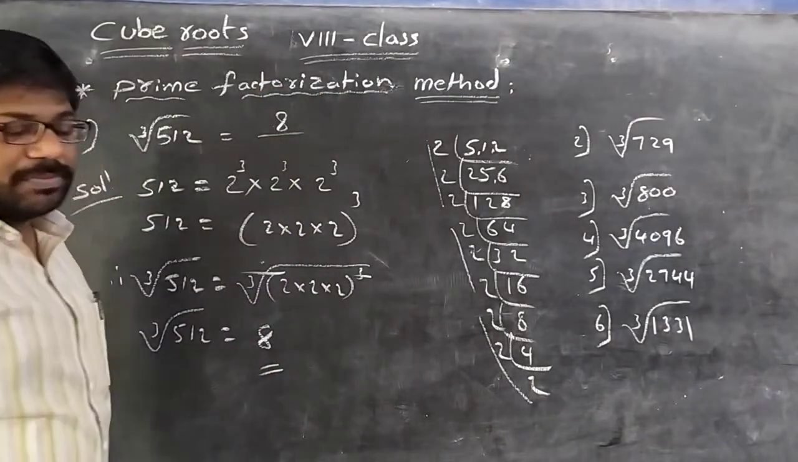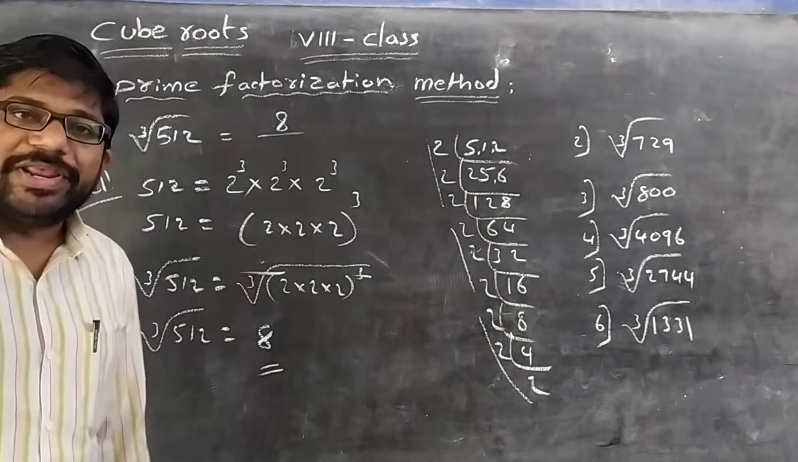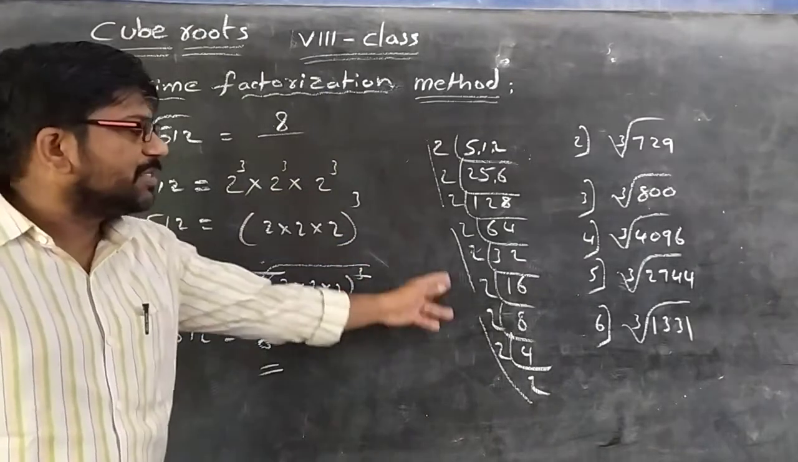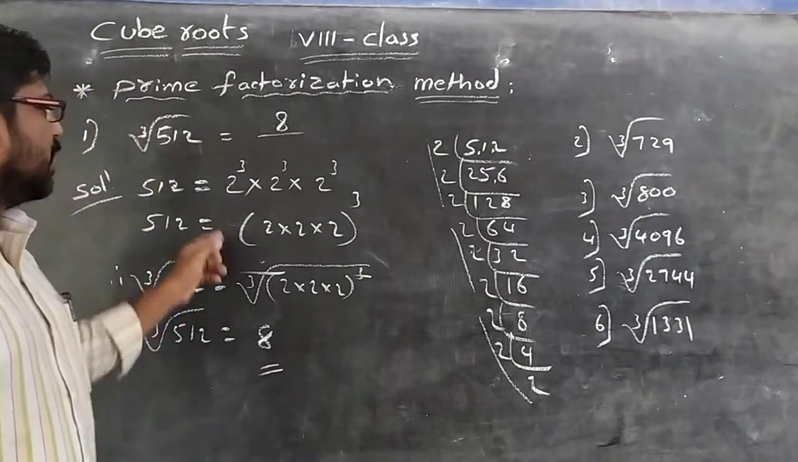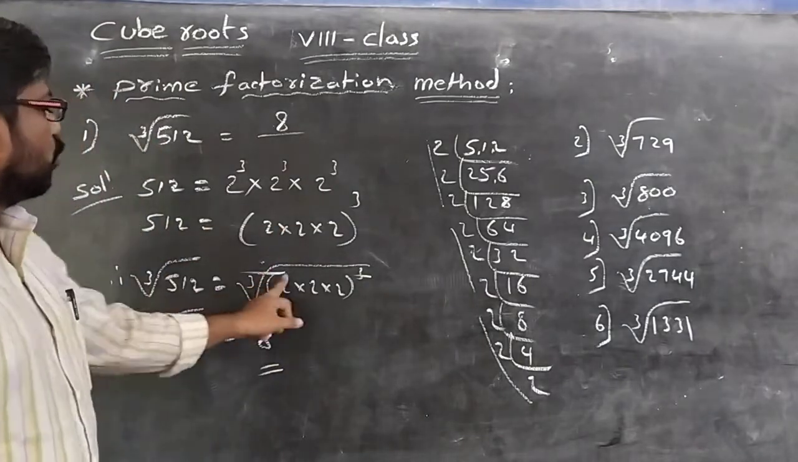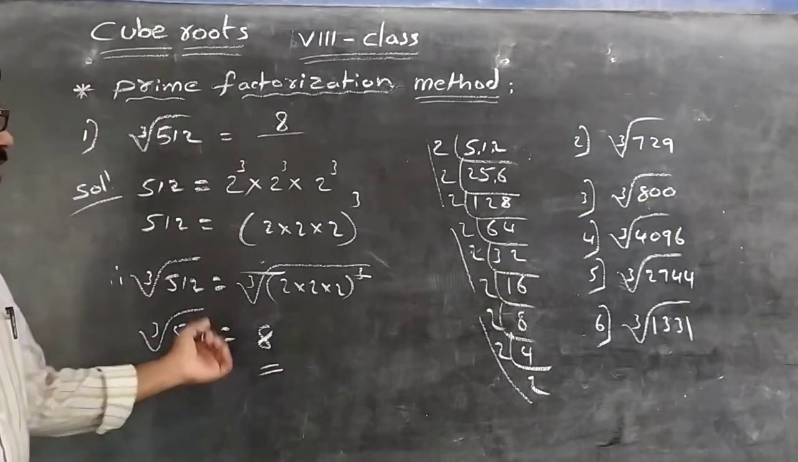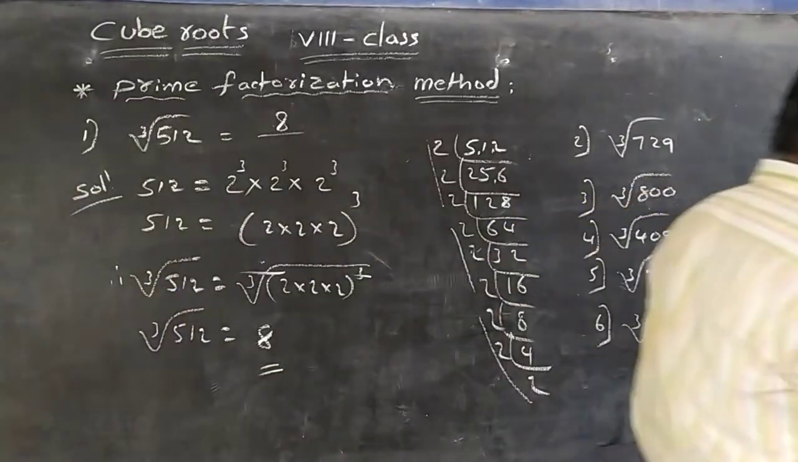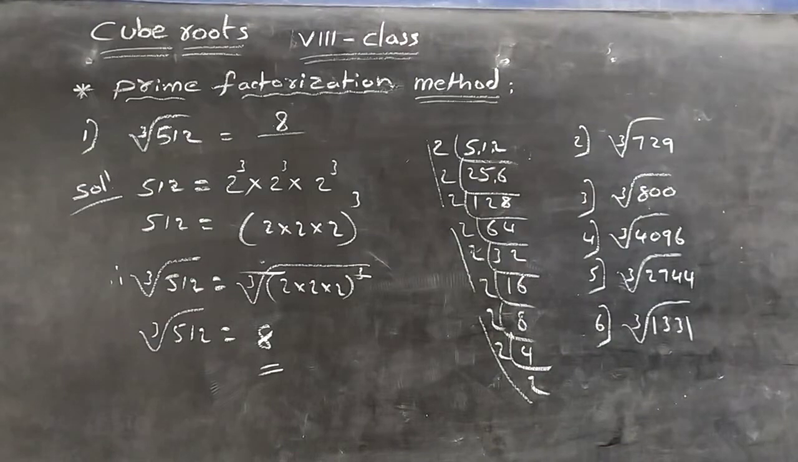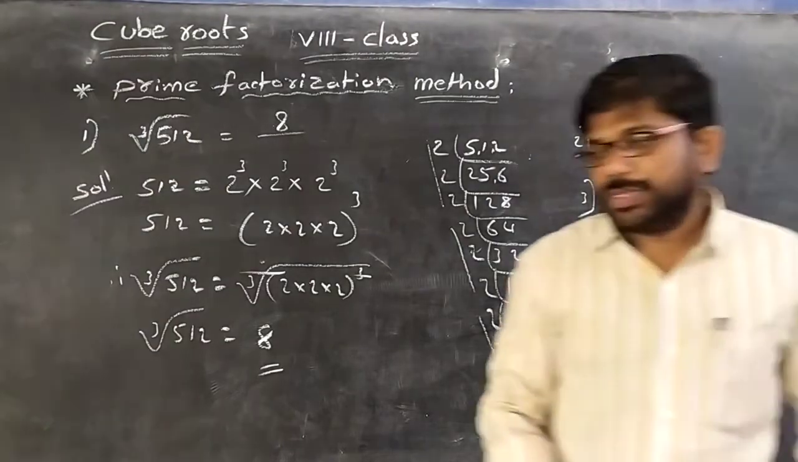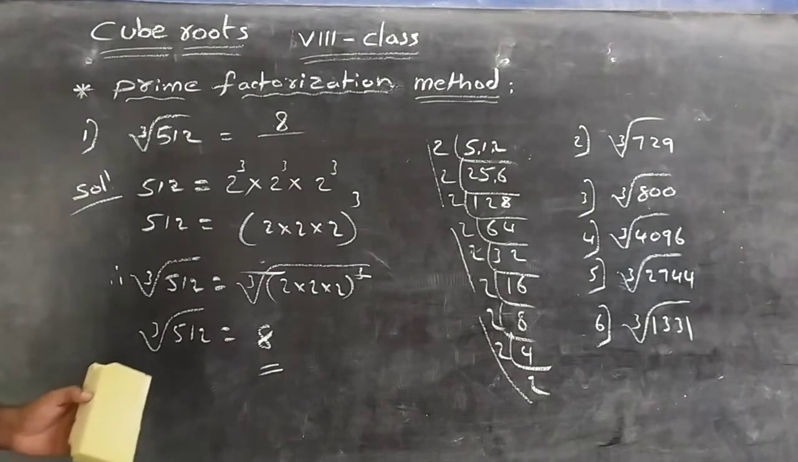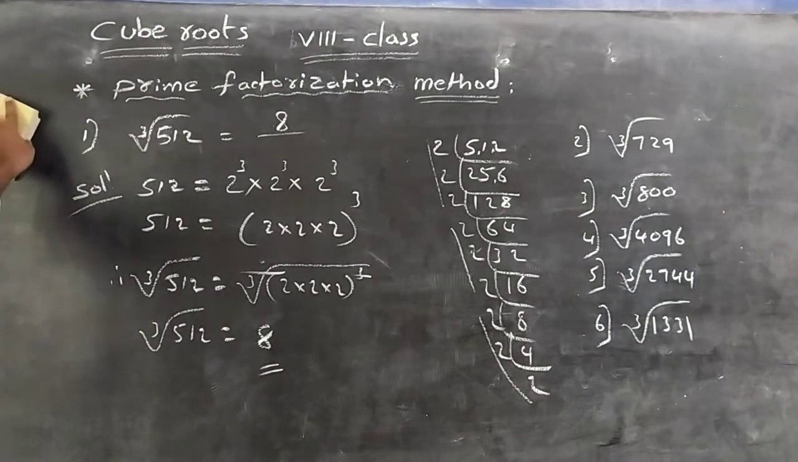So it is very easy. First of all, we have to write the number as the product of primes, write it in cubes, and take the cube root on both sides. That is the answer. Let me do the next problem, the second problem.